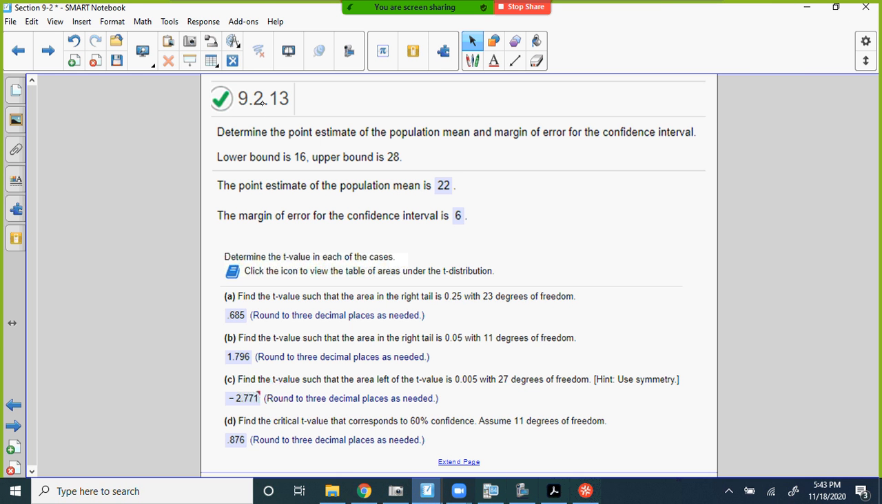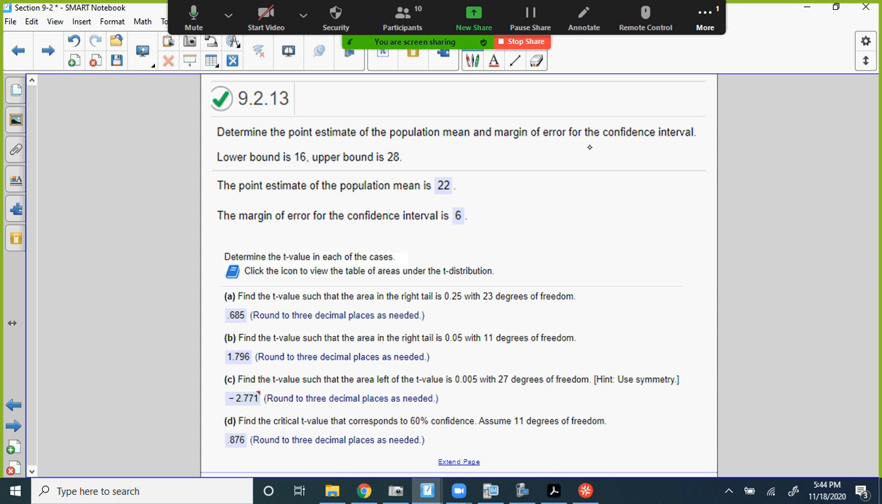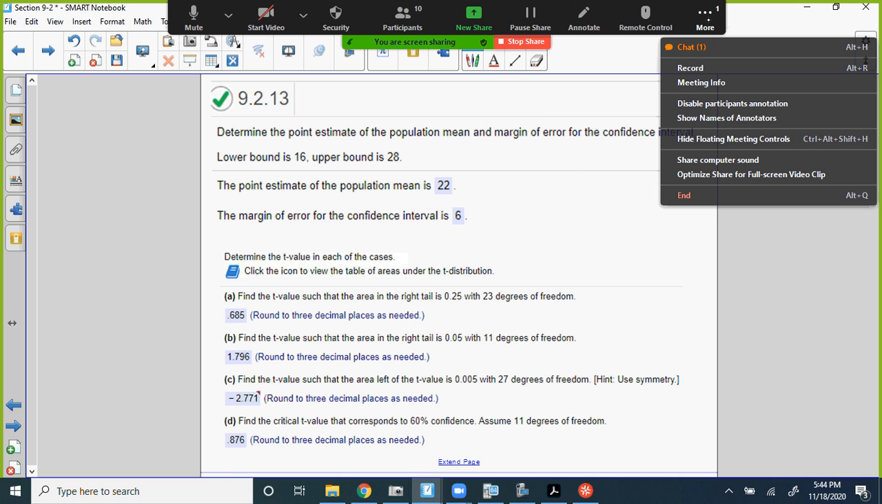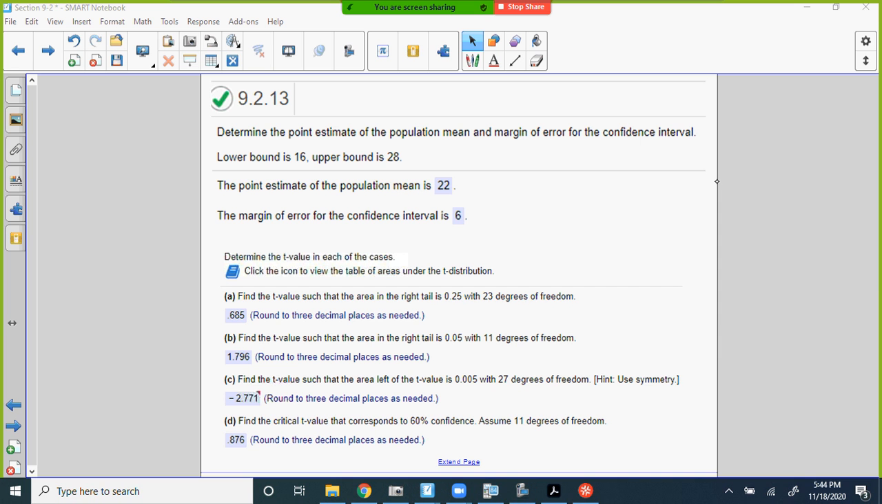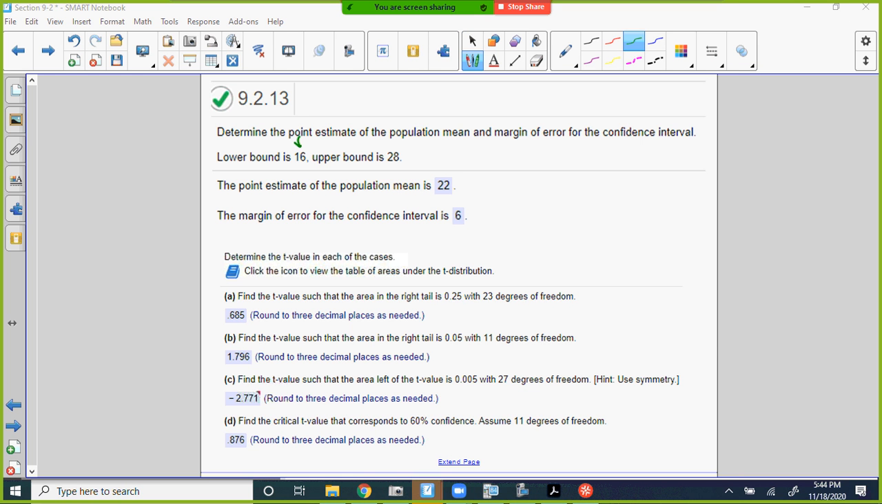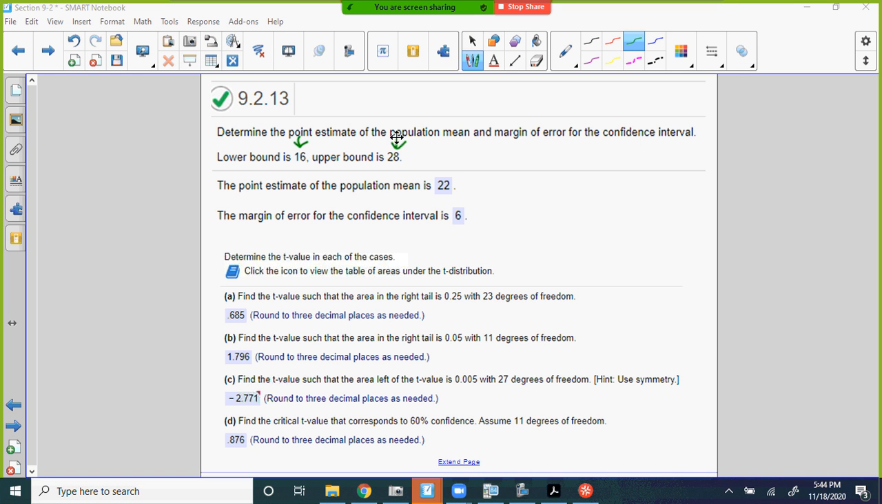All right. So in our homework, it says determine the point estimate of the population mean and margin of error. Yep, you're exactly right, they do help on the homework as well. We're going to determine a point estimate. The thing that they're going to give us is a lower bound and an upper bound, right? So what you have to understand is it's symmetrical, meaning half of it's to the left of that mean, half of it's to the right.